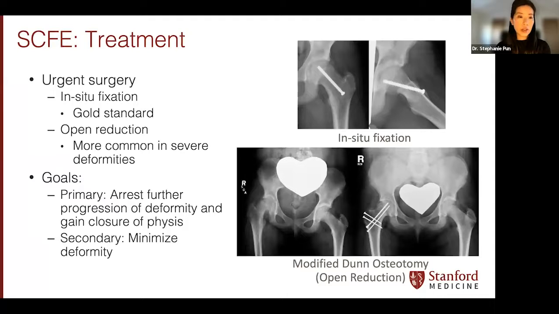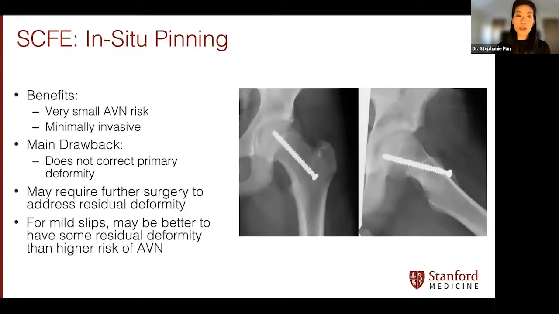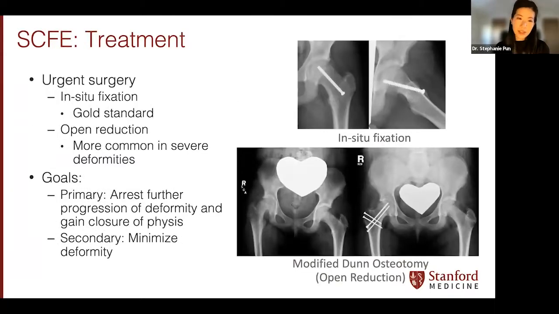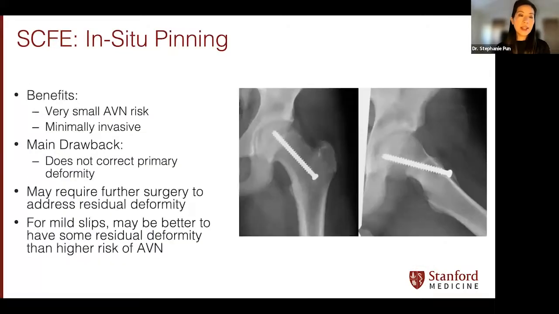The goals of surgery are primarily to arrest further progression of the deformity and to gain closure of the physis. The secondary goal is to minimize the deformity, especially with severe deformities or severe slips. The benefit of in situ pinning is that it is very small risk of AVN and minimally invasive, but the main drawback is that it does not correct the primary deformity. And so these patients may require further surgery to address residual deformity. But for mild slips, it may be better to have some residual deformity than to have a higher risk of AVN with more invasive surgery.